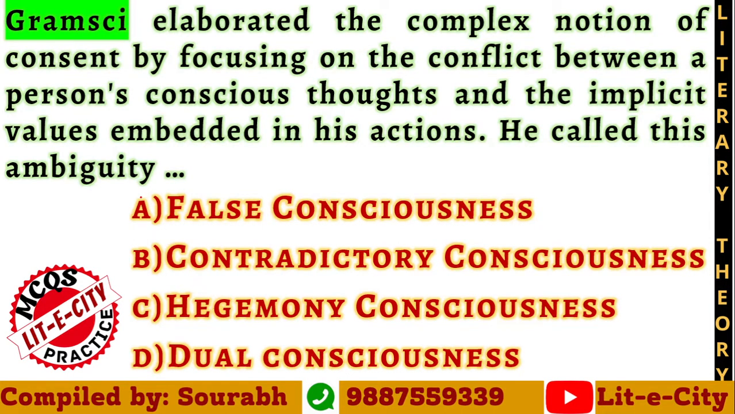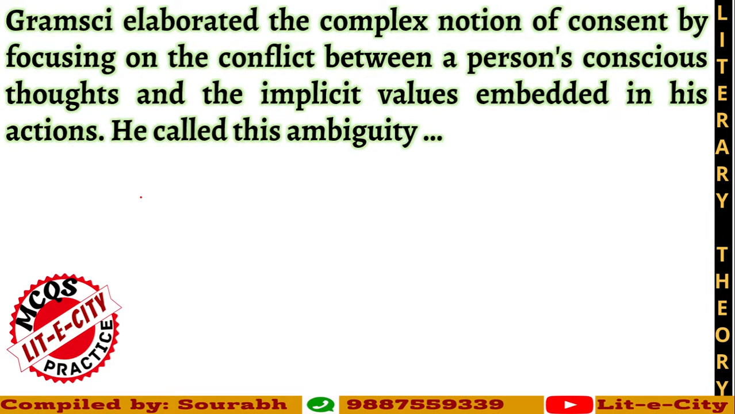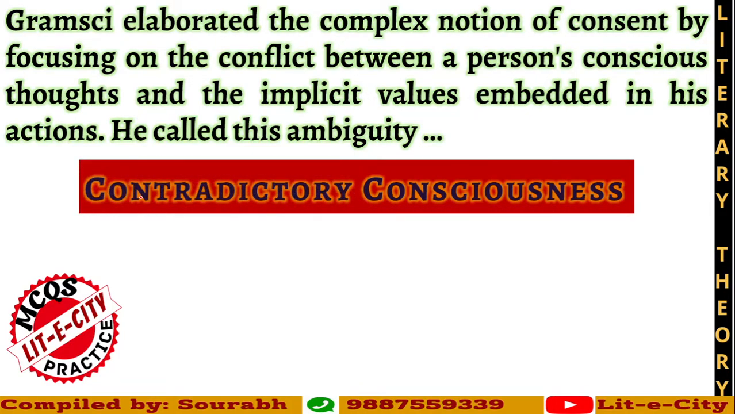Dear friends, false consciousness is an important concept related with Marxist literary criticism. Contradictory consciousness, another term. Hegemony, we all know, is very much related with the philosophical works of Gramsci, and dual consciousness. The correct answer, dear friends, is contradictory consciousness because it is the contradiction between what a person does and what a person thinks or believes in. There is a contradiction, especially if that person belongs to the proletariat class, to the bourgeois class, then it is more apparent.